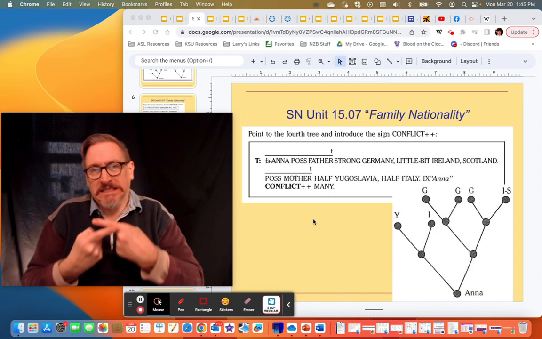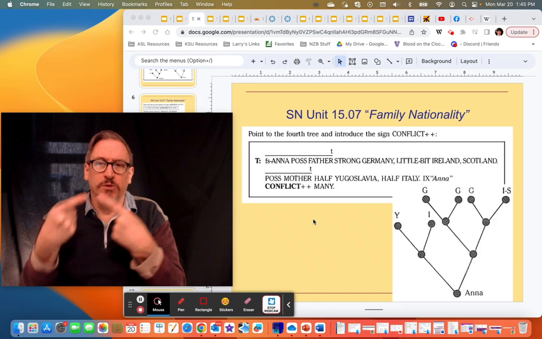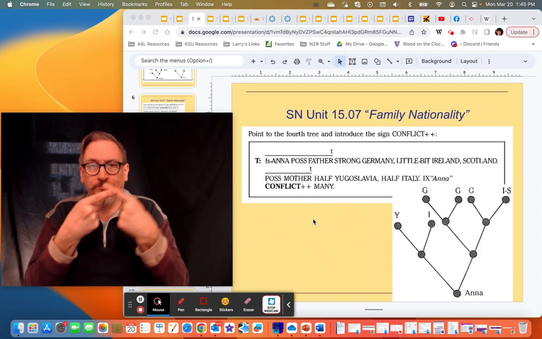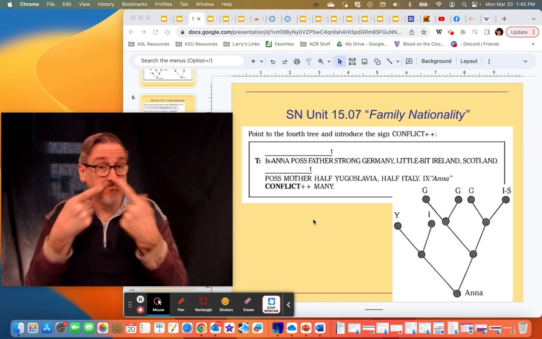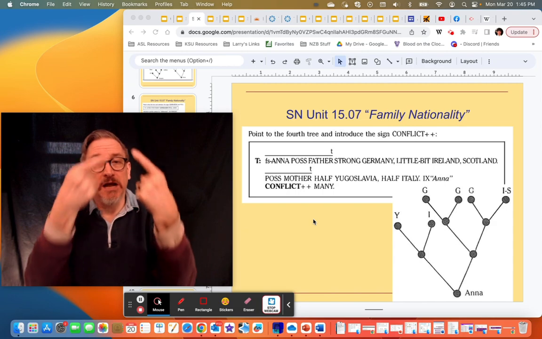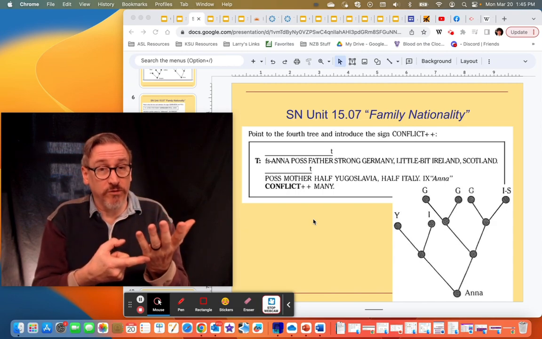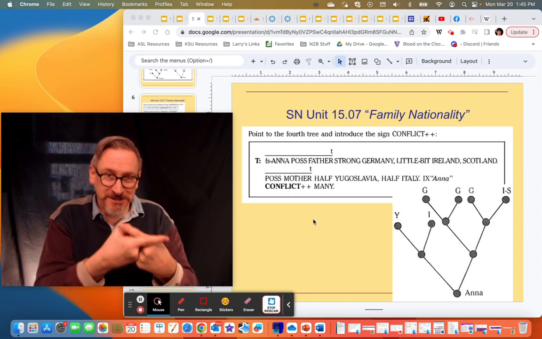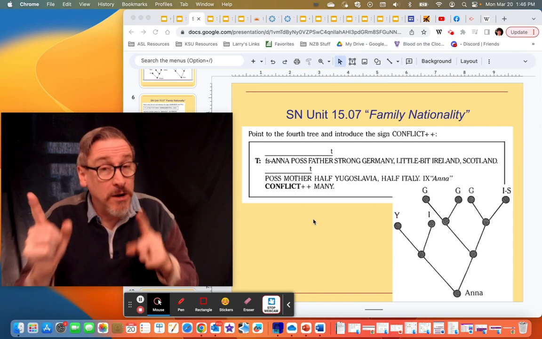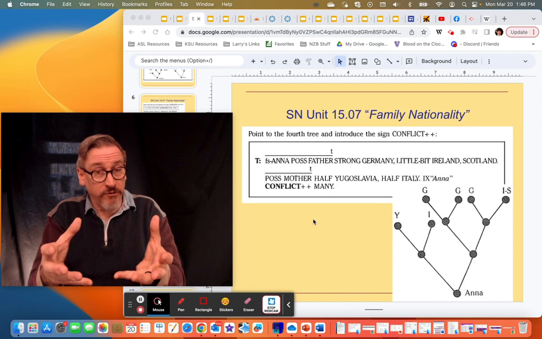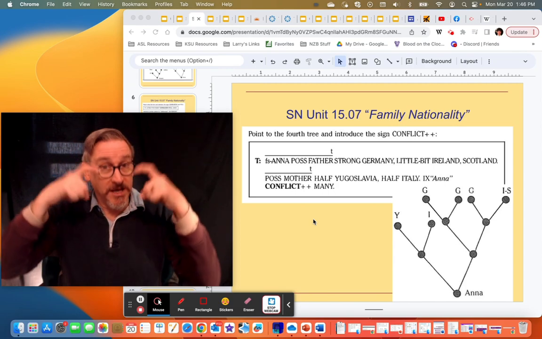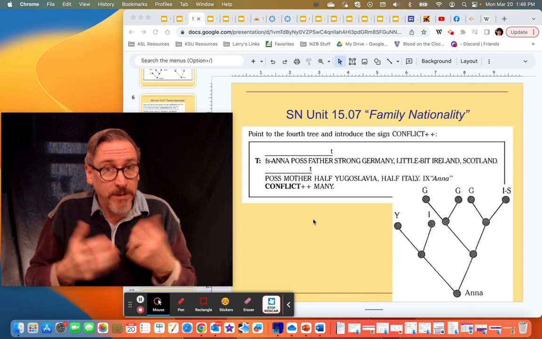And then there were many conflicts. And conflict, many. Now, we're repeating this. That also reinforces the idea of many conflicts. And now, many comes forward, if you remember, as opposed to up. This is how many, and it ties in with the eyebrows going up of how many.